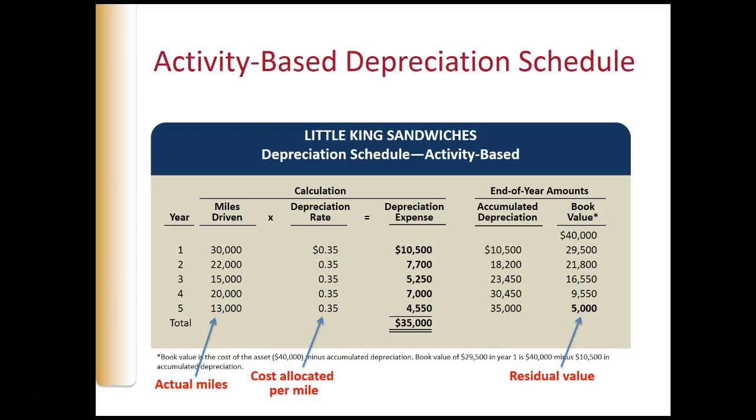This slide shows a depreciation schedule using the activity-based method. The actual miles driven in years 1 to 5 were 30,000, 22,000, 15,000, 20,000, and 13,000. Note that the activity-based method is similar to the straight line method, except that rather than dividing the depreciable cost by the service life in years, we divide it by the service life in miles. We need to depreciate the asset until the book value, which would be the cost minus the accumulated depreciation, declines to the estimated residual value.